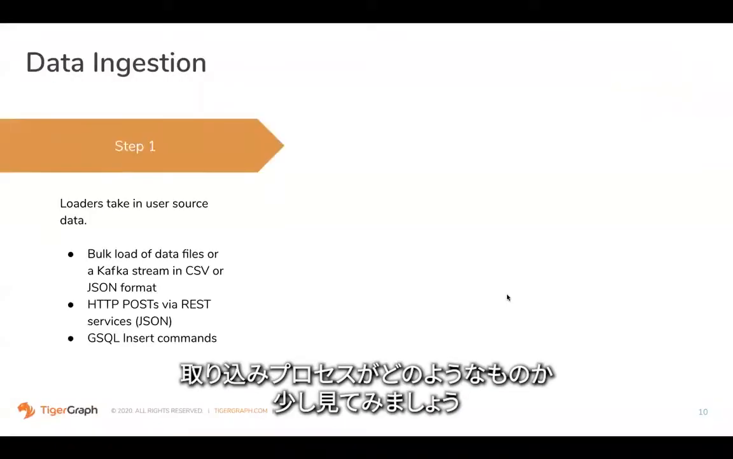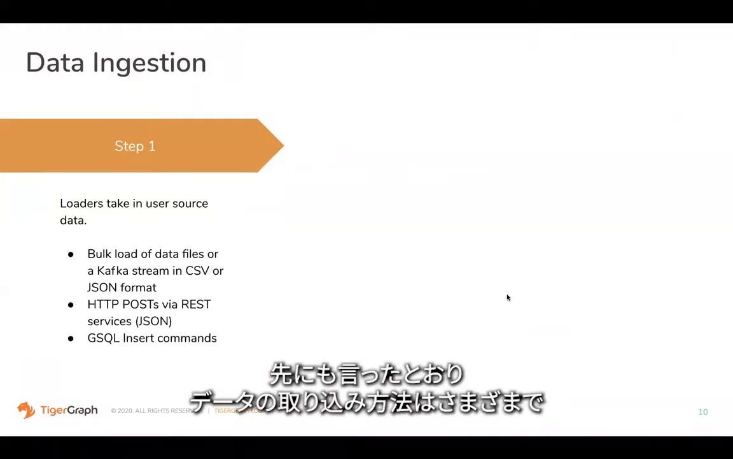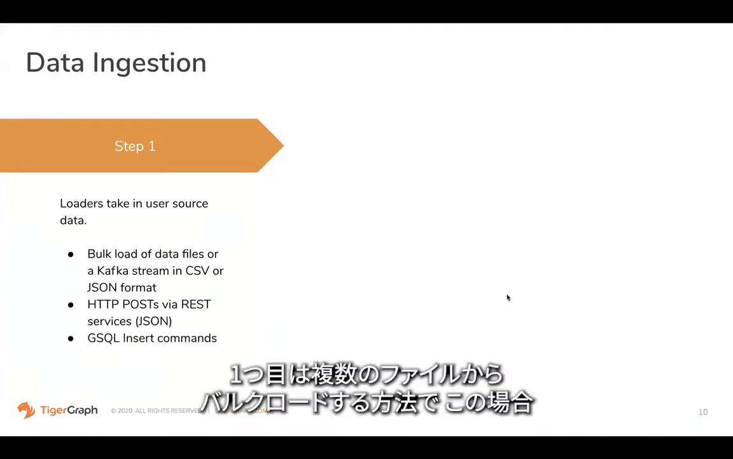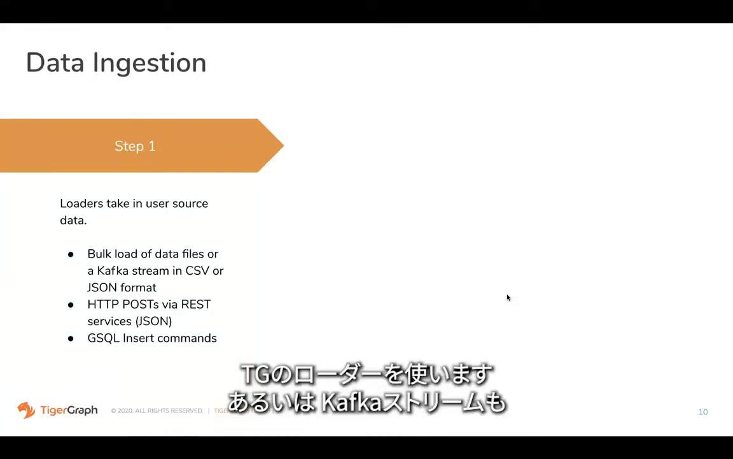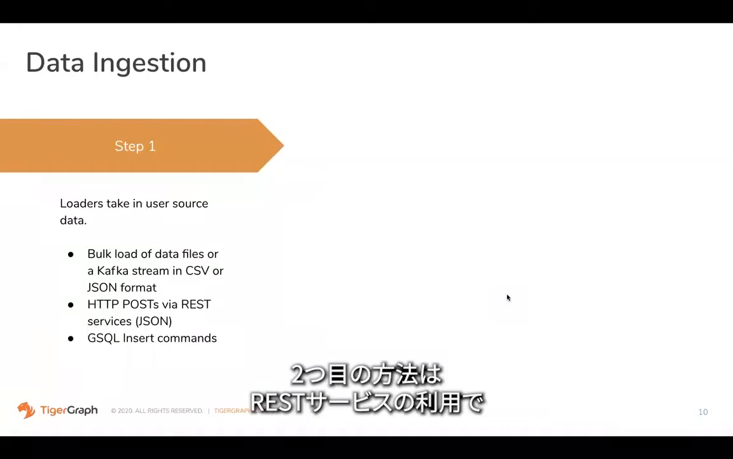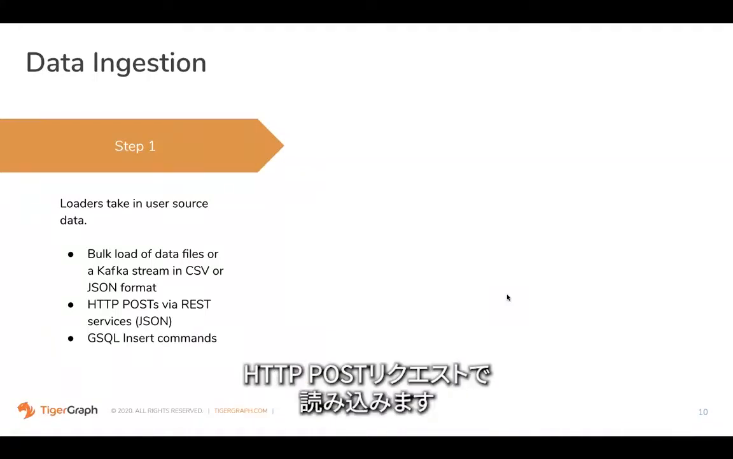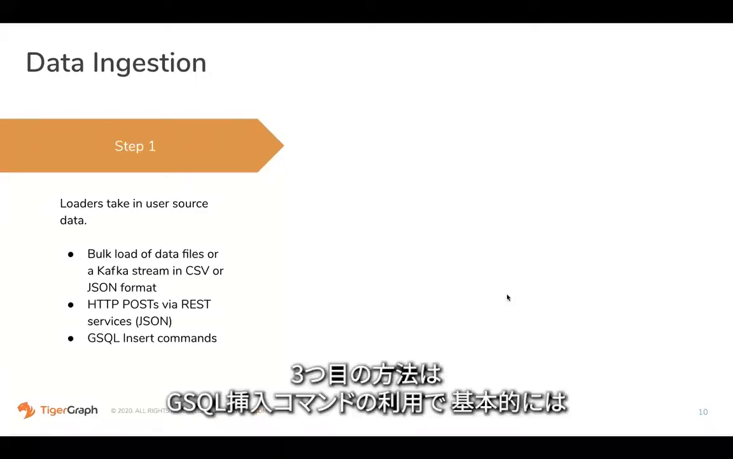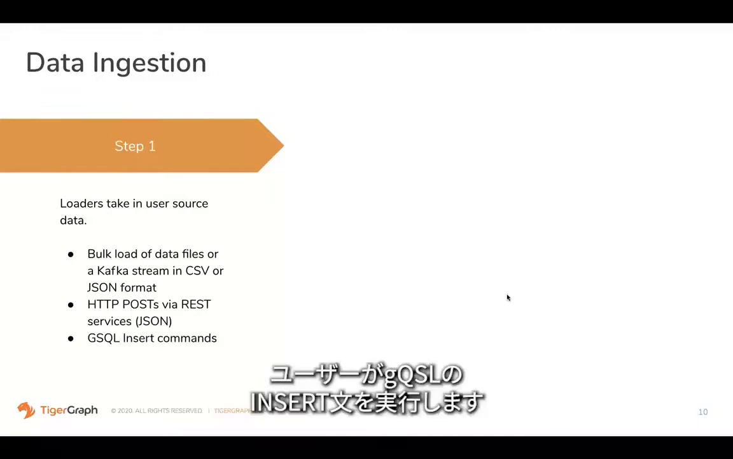So let's quickly go over what the ingestion process looks like. As I mentioned, there are different ways to bring in the data. The three key ways are: you can bulk load the data through files, a bunch of files, through one of our loaders, or you can bring in a Kafka stream. The formats supported for this are CSV or JSON. The second way is through the REST services, through an HTTP POST request. Here the request has to be in JSON format. And the third is the GSQL INSERT command, which is basically an end user running a GSQL insert statement.